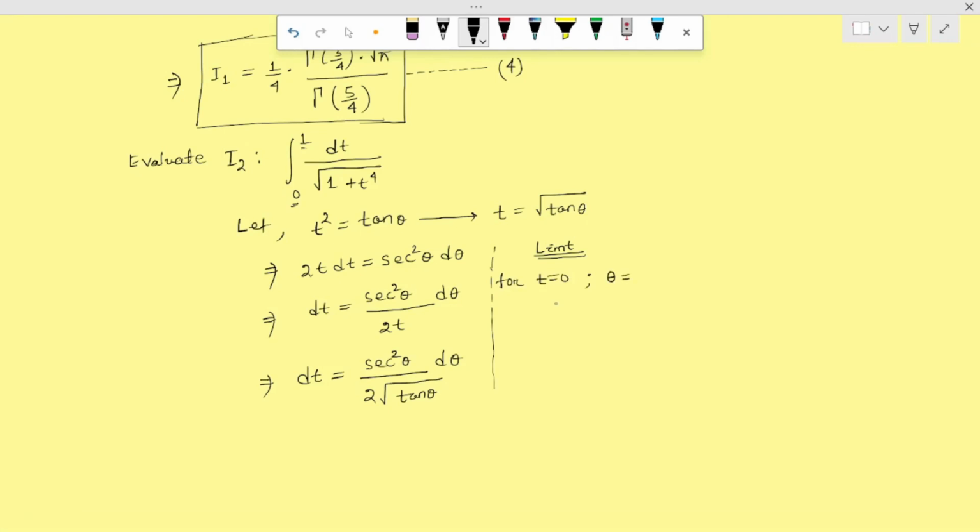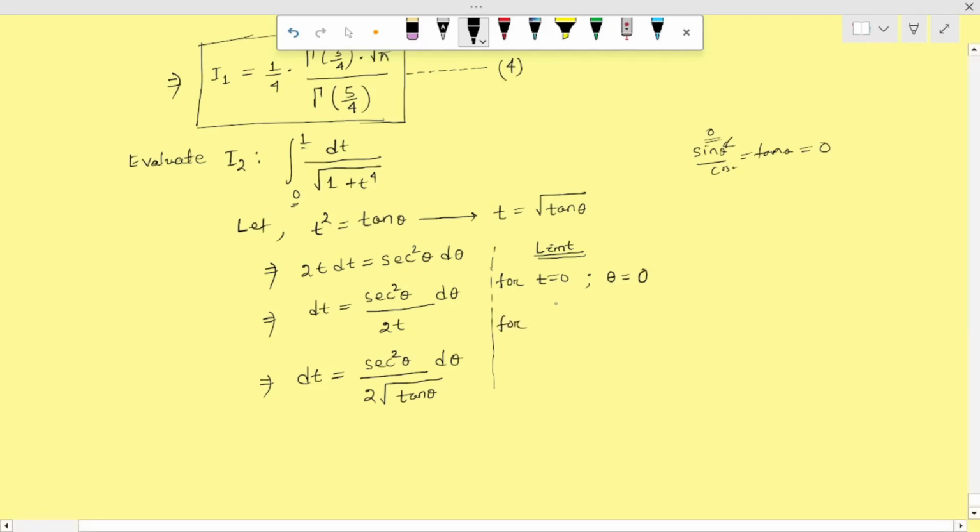If I put 0 over here, sin theta by cos theta equals tan theta. So if I consider theta equal to 0, it will be 0, so tan theta also will be 0. Then it has been satisfied that for t equal to 0, theta also has to be 0.